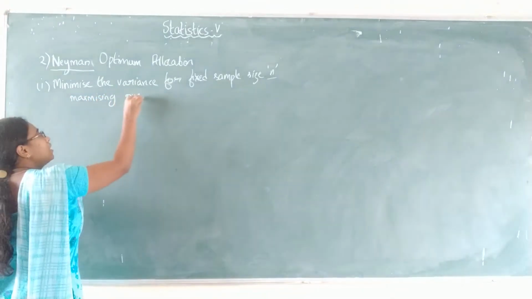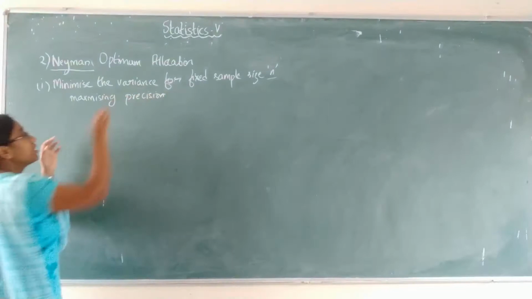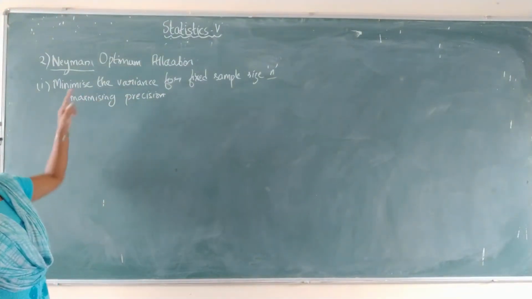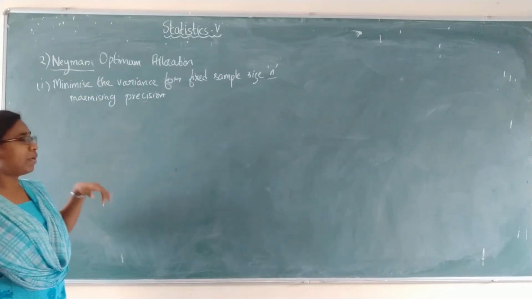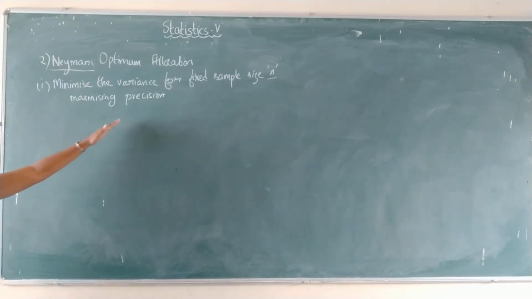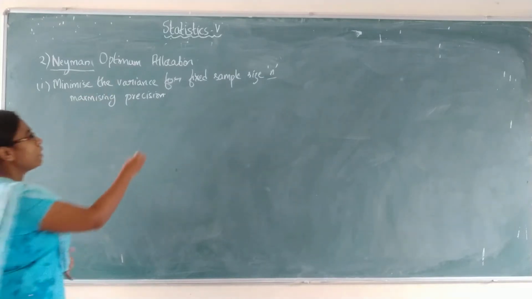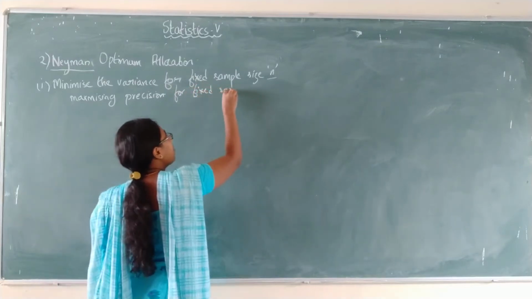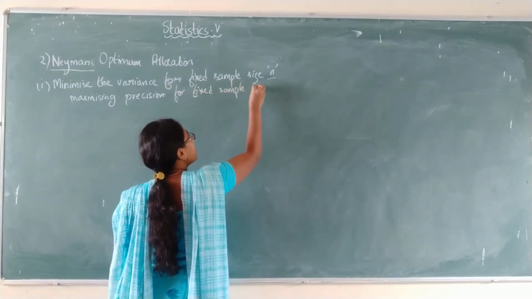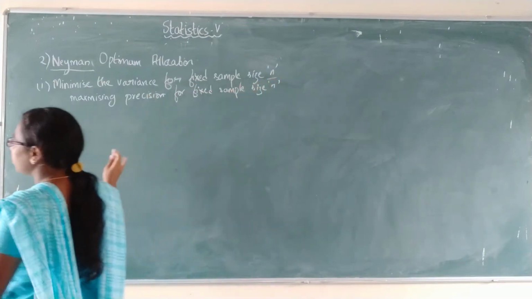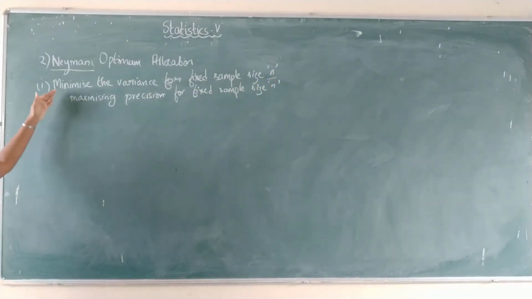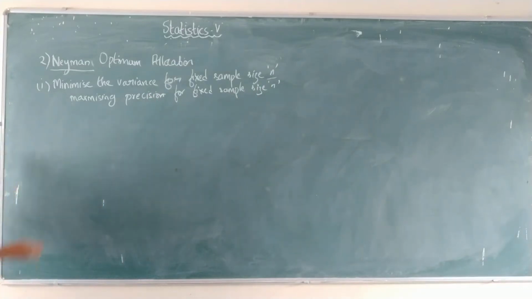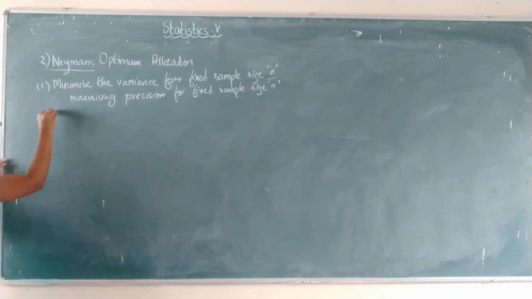Precision means a decrease in the variance. Precision means when you get good results. Whenever variance is less, only then will we get good precision. So this can also be written as maximizing the precision for the fixed sample size n. The same condition can be written in two ways, that is minimizing variance or maximizing precision. Both are the same.